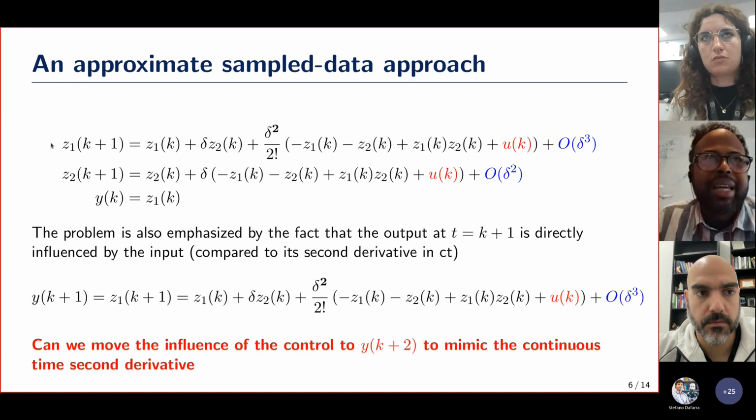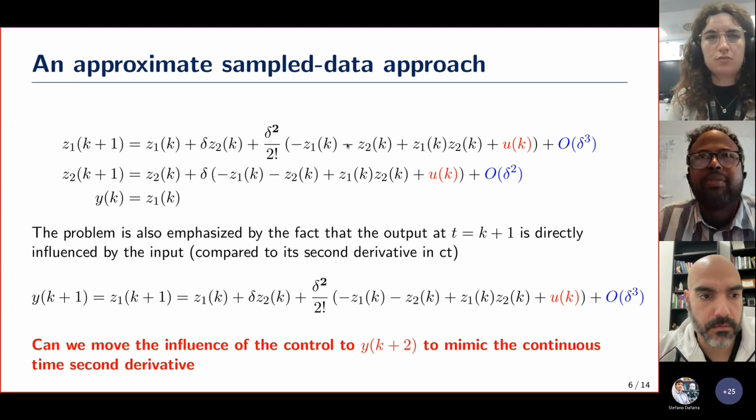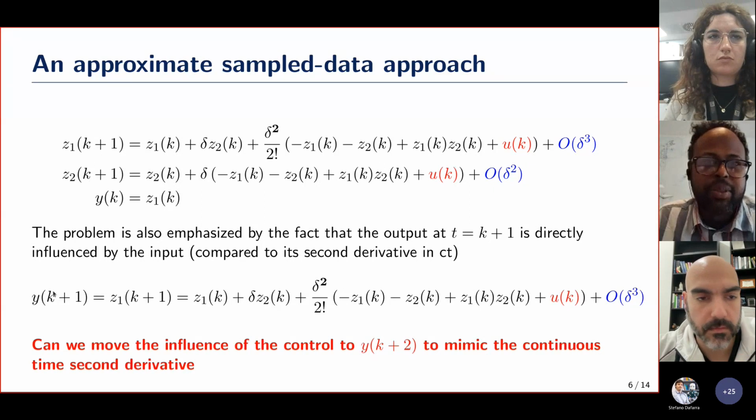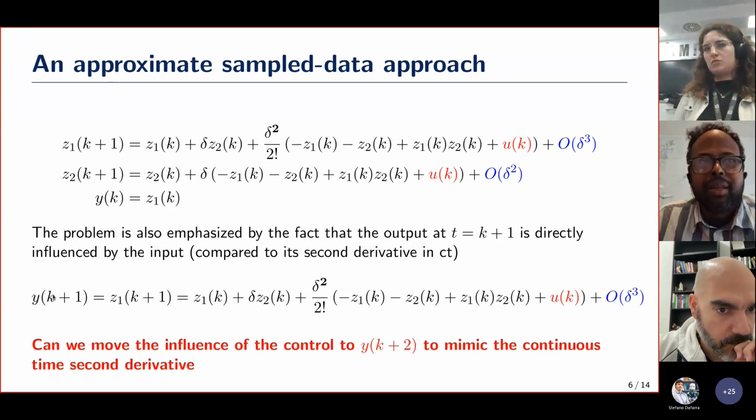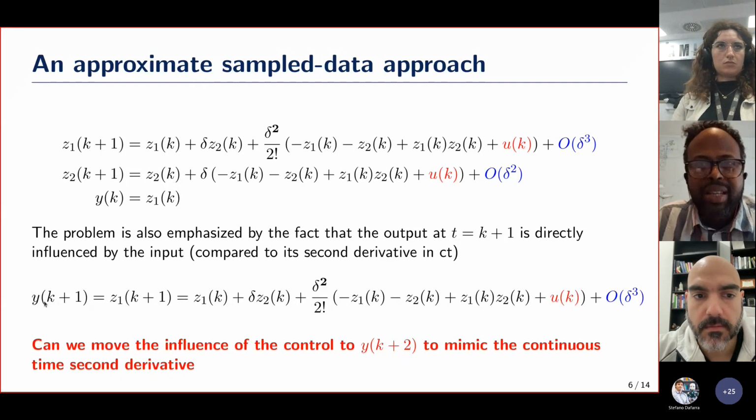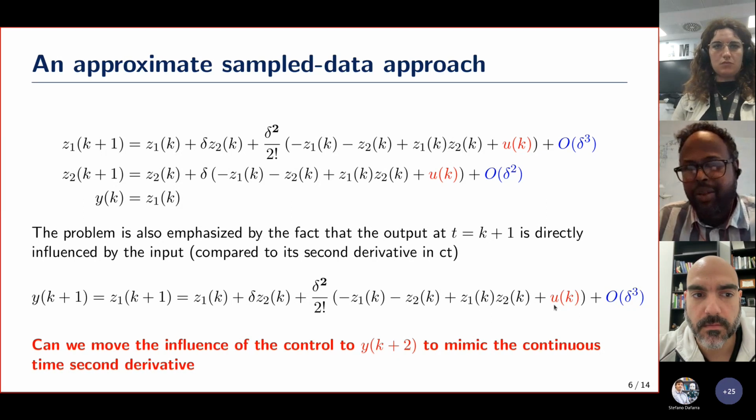Okay, so let's look back again at our system described in the discrete time domain in this form. And the source of the problem relies in the fact that in the continuous time, we saw that we needed to differentiate the output twice to see the influence of the input. Here, if we look at the output just one step ahead in the future, we notice the influence of the input.